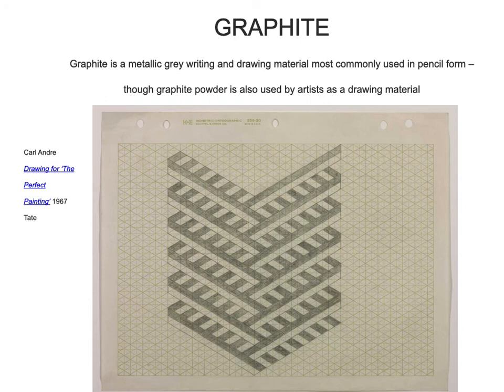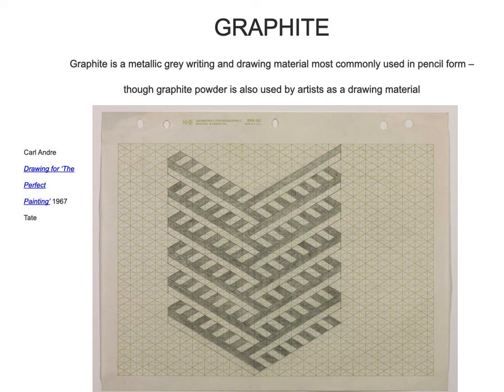Graphite. Graphite is a metallic, grey, writing and drawing material most commonly used in pencil form, though graphite powder is also used by artists as a drawing material. Graphite is a crystalline form of carbon and is useful as a writing and drawing tool, as only the slightest pressure is needed to leave a mark.